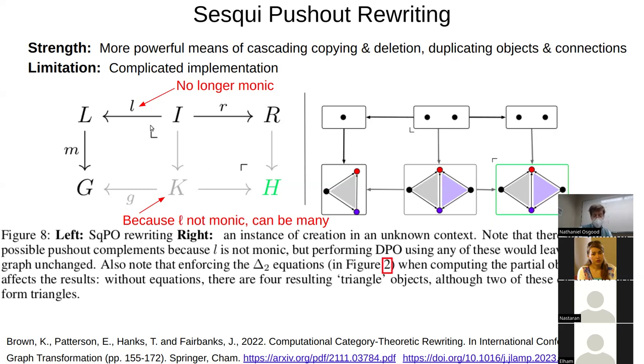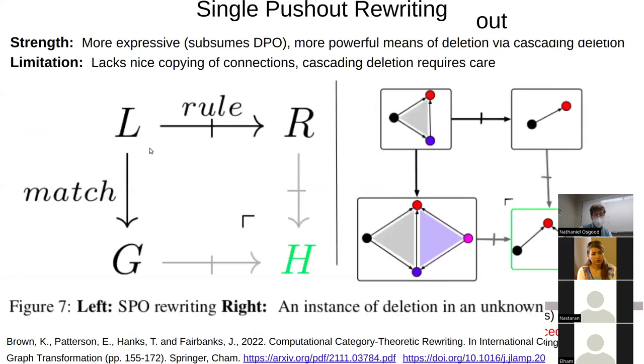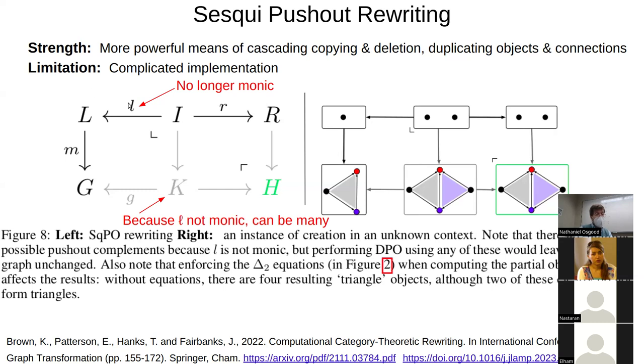A key thing is, here this is monic. Here this is not monic. It's not just a subset, a sub-object of it. And you can see it here. This is not a sub-object of that. This allows for kind of copying things, eh?